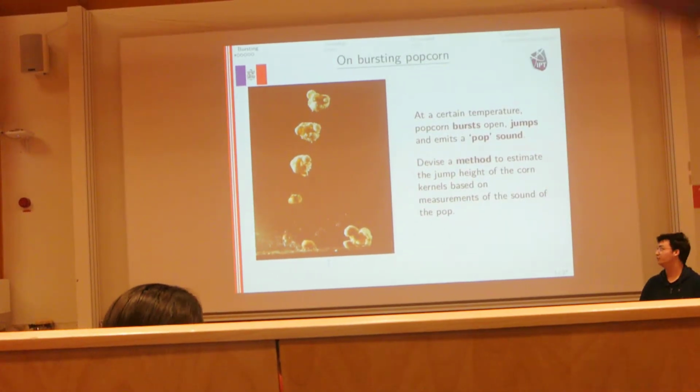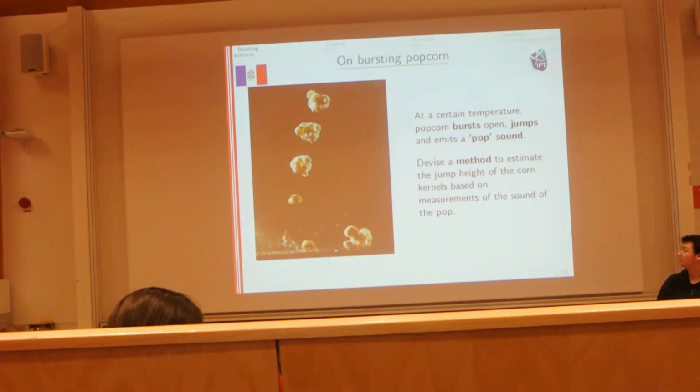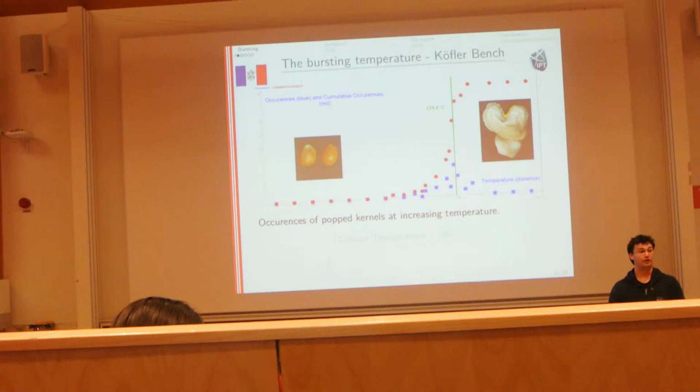Defined in microwave tokens. We're supposed to devise a method and give a correlation between two parameters: the jump height of the corn kernel and the properties of the sound that it emits when popping. So the first thing we have to do is find what that bursting temperature is.